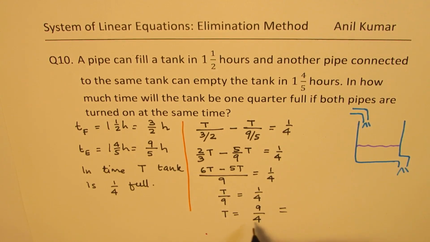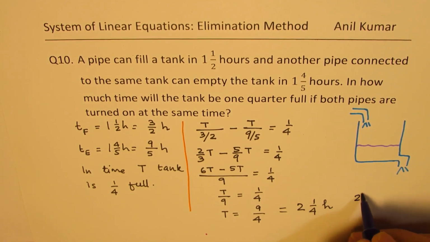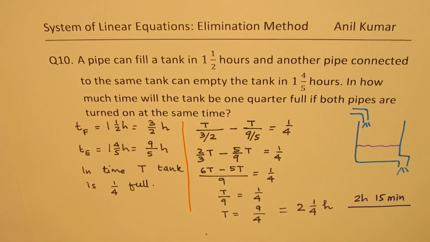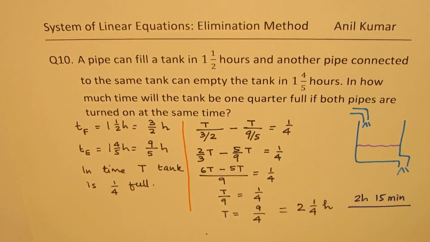So now you can divide 9 by 4. So 2 hours full and 1/4, right? So that many hours. It will be quarter full. Is that clear to you? So that is how you are going to answer this particular question. So in hours, 2.25 hours, or you could say a quarter of an hour is 15 minutes. So 2 hours and 15 minutes. So that much time it will take to be quarter full.